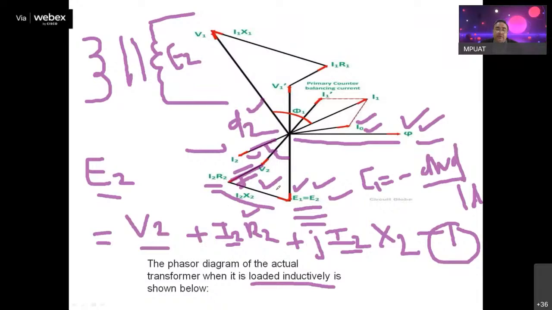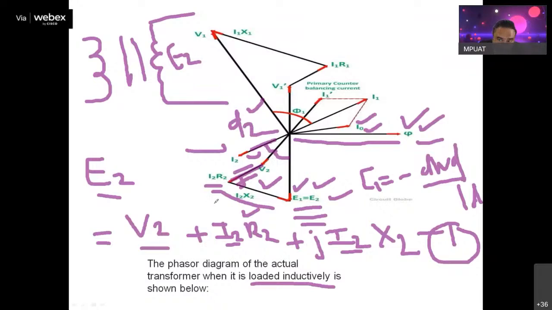Now to this terminal voltage V2, I have added the drop across the resistance of the transformer on the secondary side, and also added at an angle of 90 degrees the drop across the reactance of the transformer, I2 X2, and this is thus balancing the E2 voltage across the secondary winding. And this is the mathematical equation that E2 phasor is nothing but V2 phasor plus I2 phasor R2 plus j I2 X2. So this is how I think the secondary phasor diagram is clear.